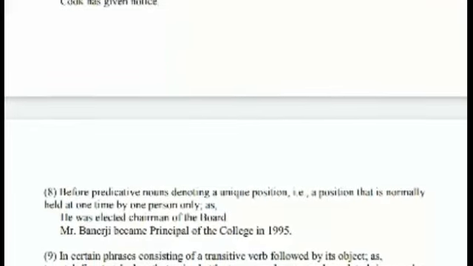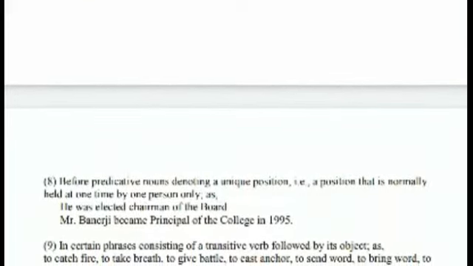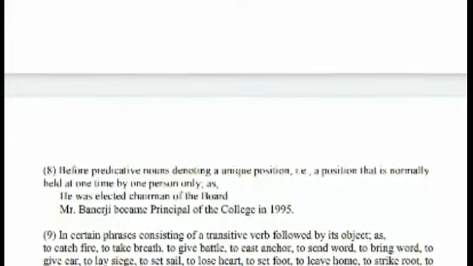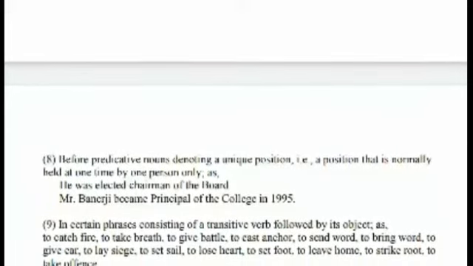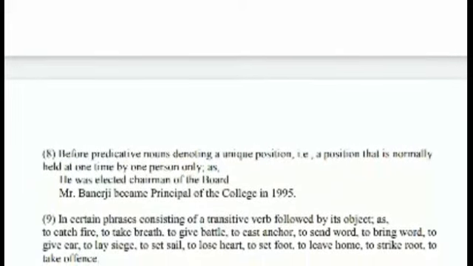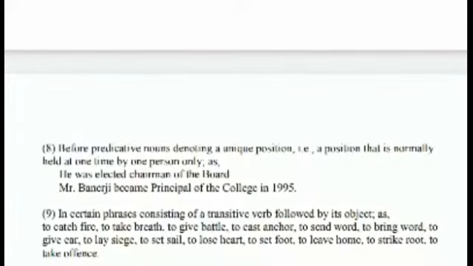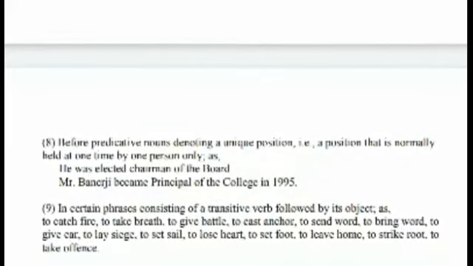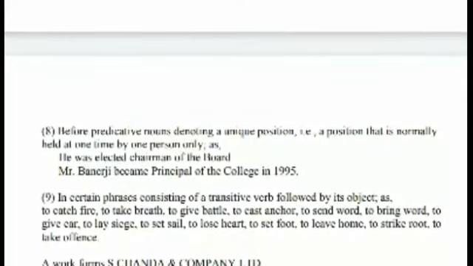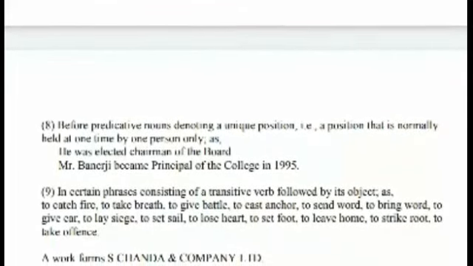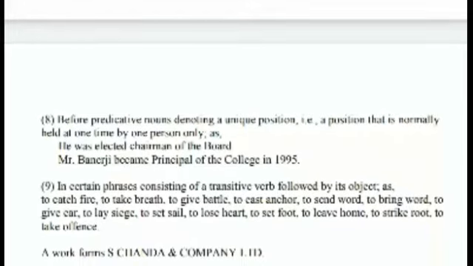Example, he was elected chairman of the board. Mr. Banerjee became principal of the college in 1995. Also, in certain phrases consisting of a transitive verb followed by its object. Example, to catch fire, to take breath, to give battle, like this. Next, coming to the topic, repetition of an article.